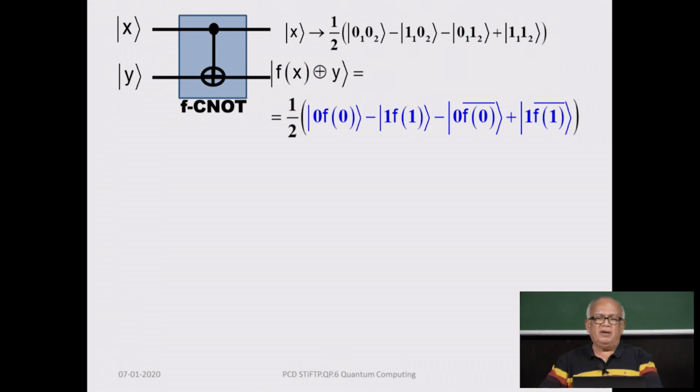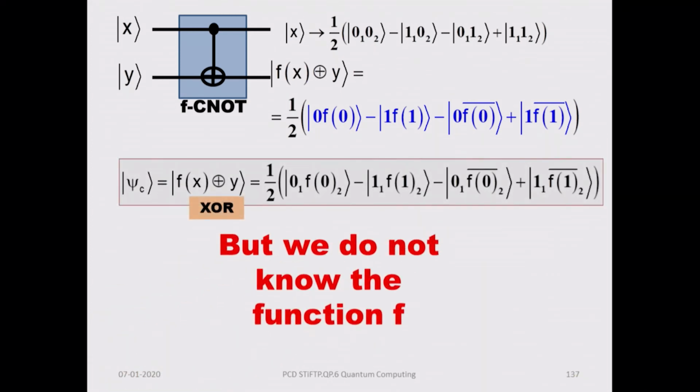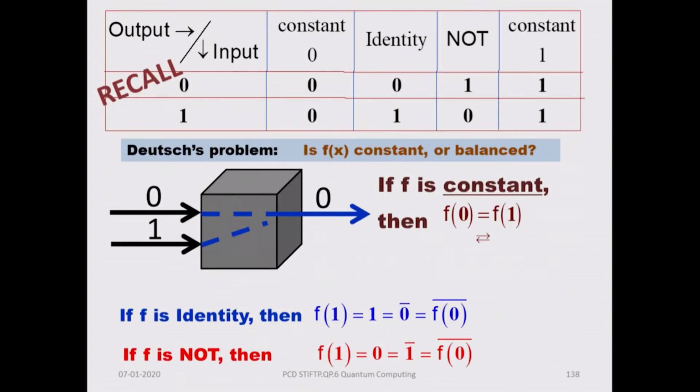So, you have summed up all the 4 terms now, but we do not know what the function is. So, we are only halfway down the solution to the problem. We do not know what the function is.